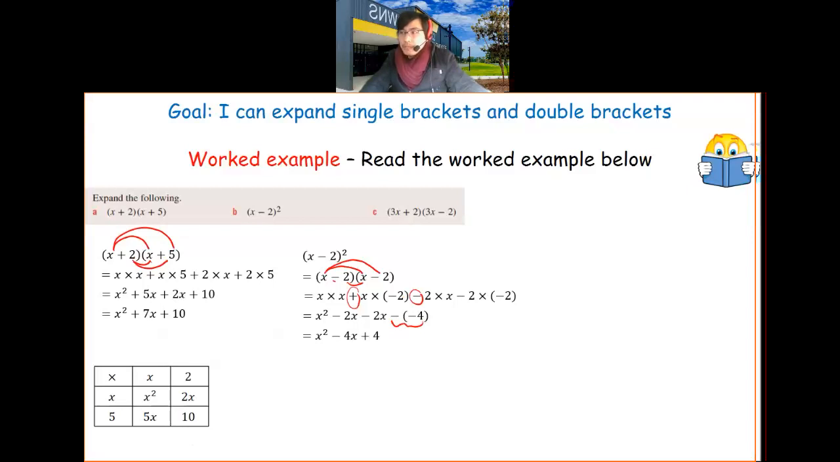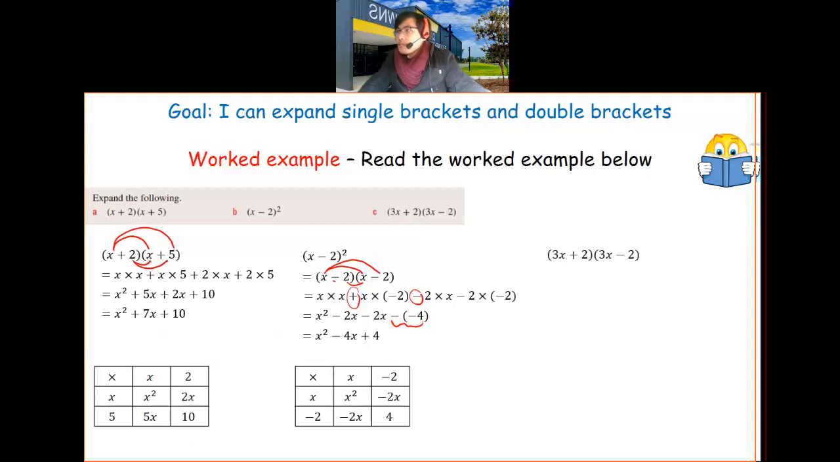Okay. Again, here's the grid method. That's going to give you the same thing. Okay. And finally, we got these brackets here.